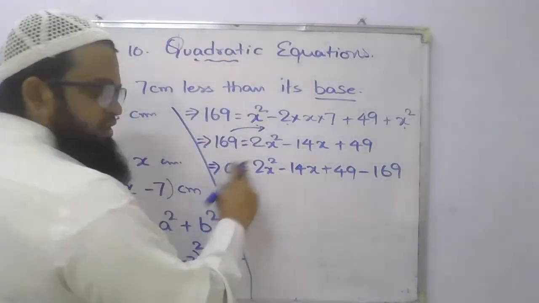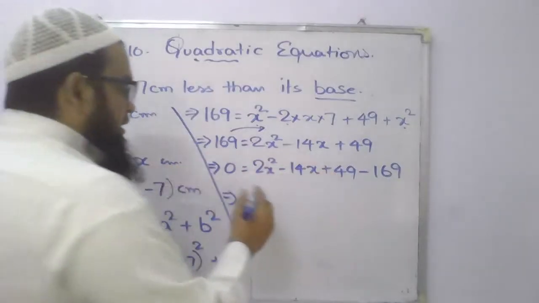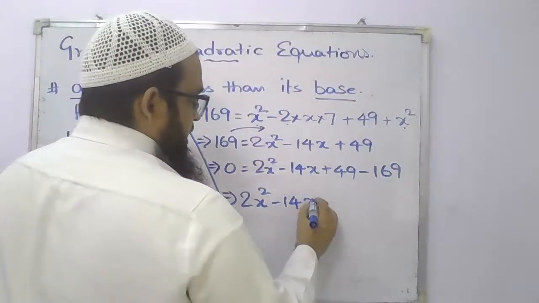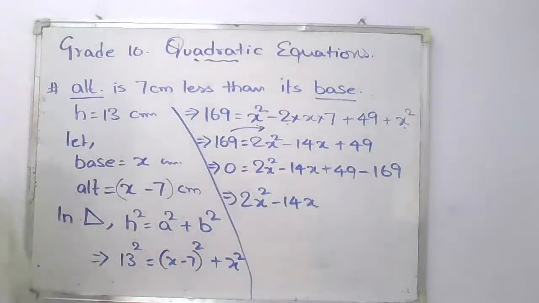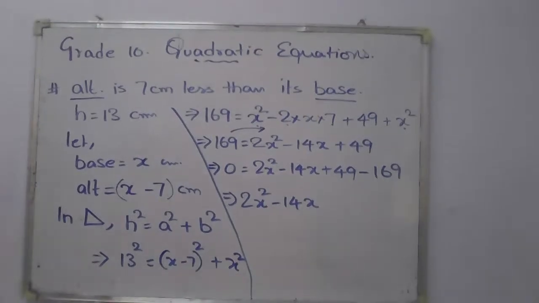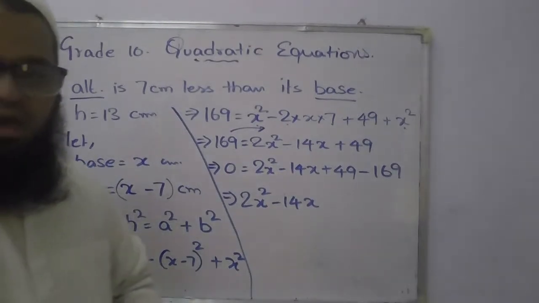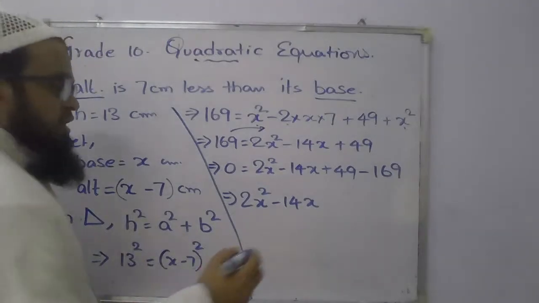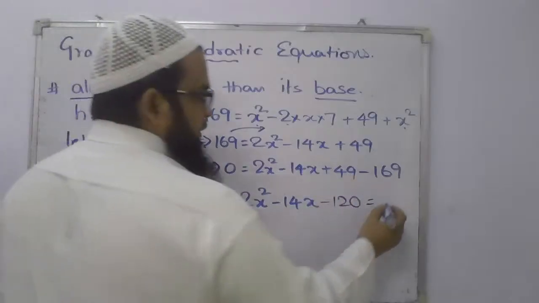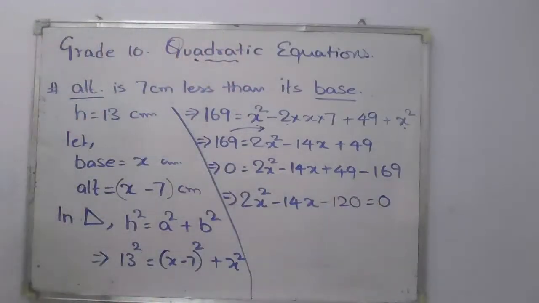So that implies 0. If you have 0 on one side, you can change the order. Minus 14x and plus 49 minus 169. What happens? Plus 49 and minus 169. One is positive and another one is negative. So what do you do? You subtract. 169 minus 49 is 120, and 169 has the negative sign, so therefore it is minus 120.